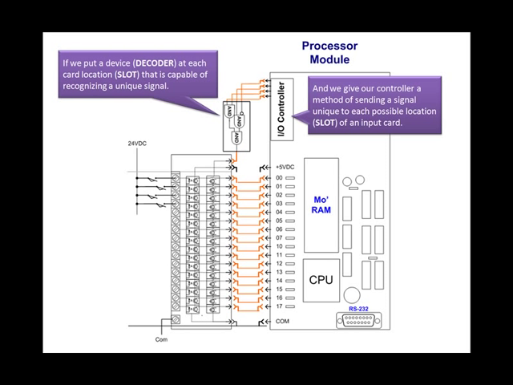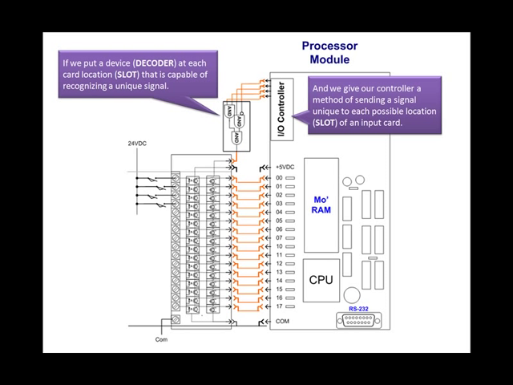And we give our controller a method of sending a unique signal to each possible location or slot to activate an input card. Let's see what this would look like put into action. Here we have 2 input cards, 2 groups of 16 inputs each. They are both plugged into a common bus of 16 conductors referred to as the backplane.